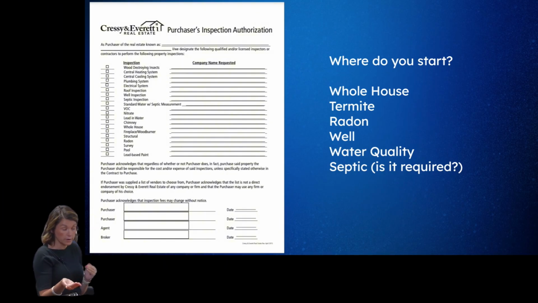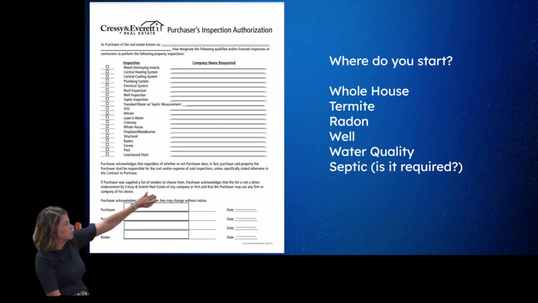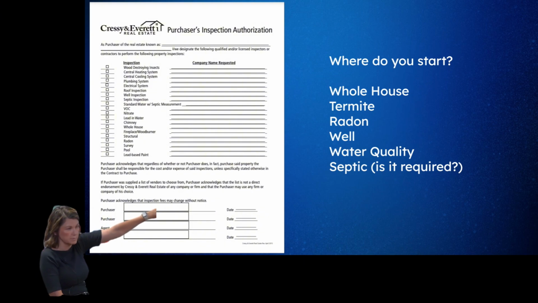If I need to order any additional inspections, so he gets out there and he says, whoa, this electrical looks a mess, then guess what? I'm going to order an electrical inspection. So I start with the whole house. I always get a termite and radon inspection in the city. So those top three, I'm doing on every single property.